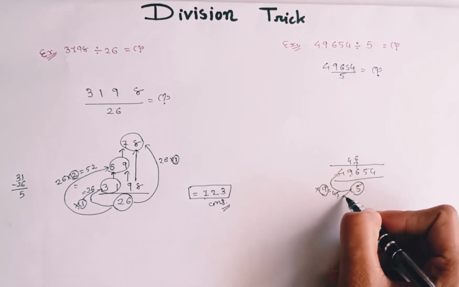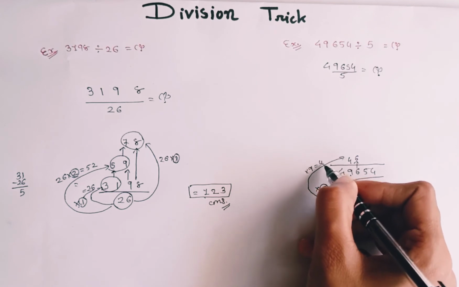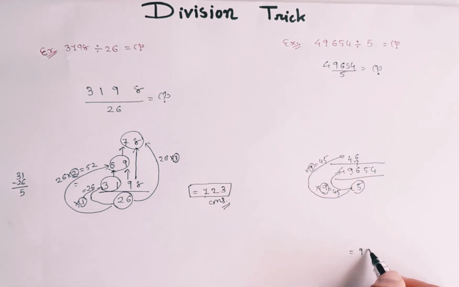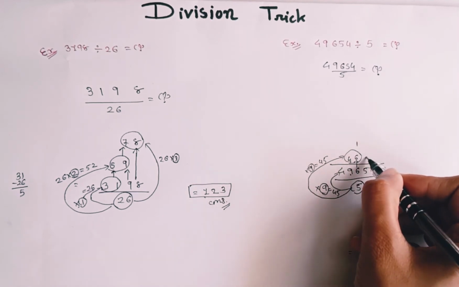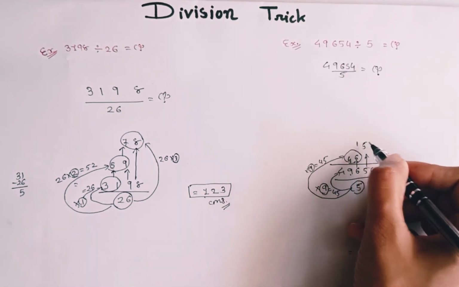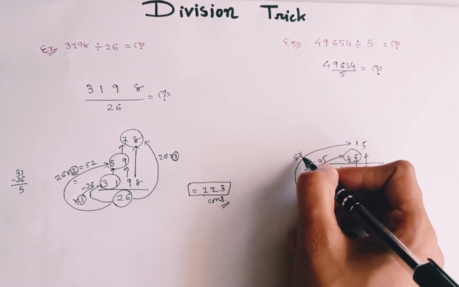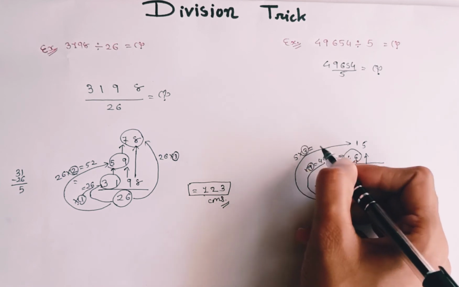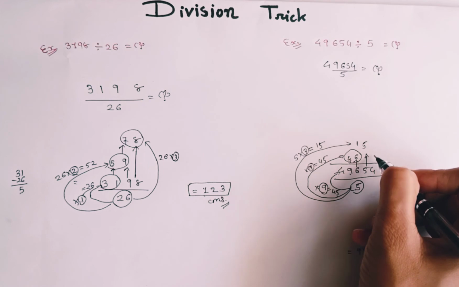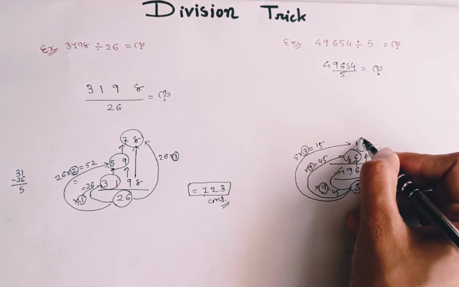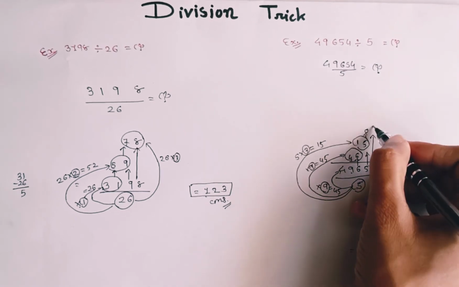Second digit is 6. So, 46 minus 45 is 1. Second digit is 1. Then 5 times 3 is equal to 15. So, third digit is 3. So, 15 minus 15 is 0. Last digit is 4.